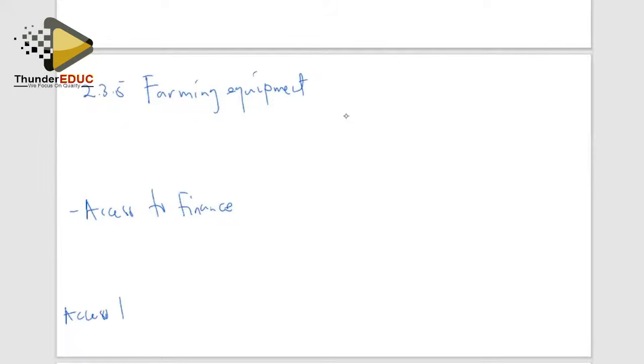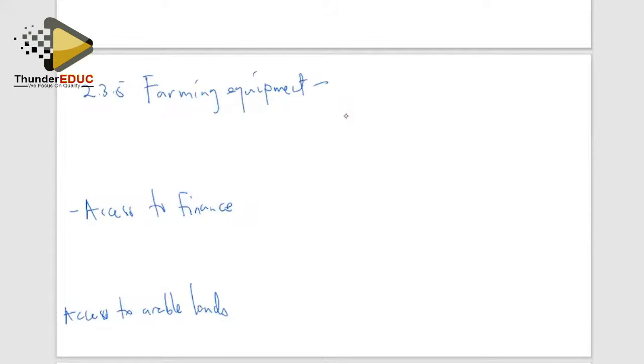Right. Our first typical challenge is farming equipment. Then our other typical challenge is access to finance. Then our other challenge is access to arable lands. So farming equipment, we are saying, how is it going to impact? How is it going to ultimately lead to a negative impact on food production?